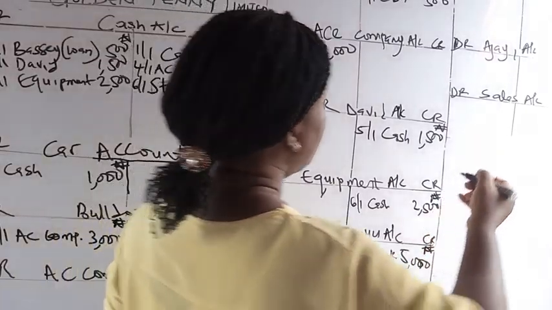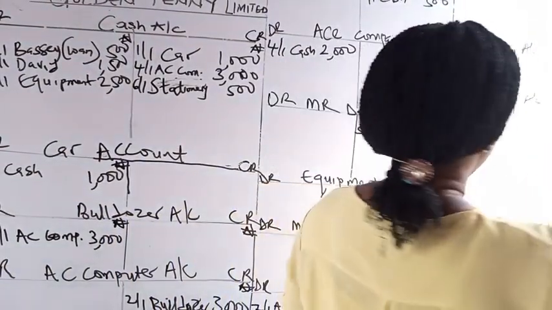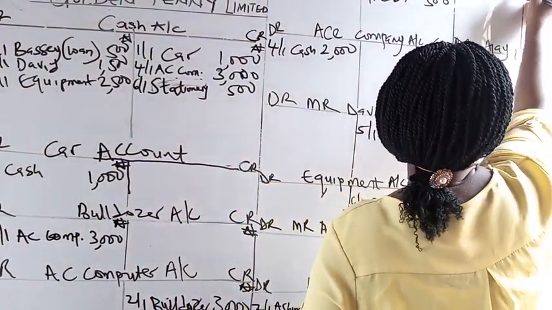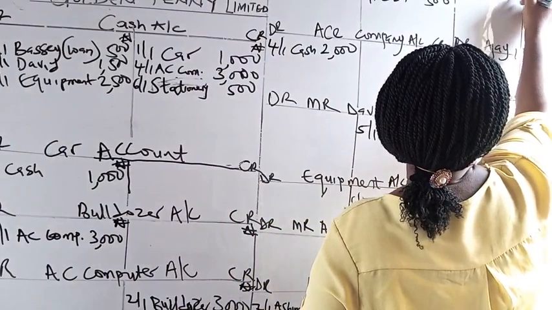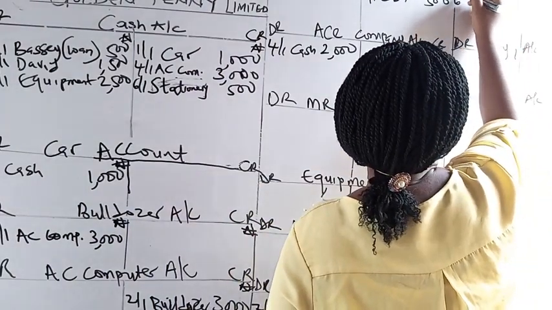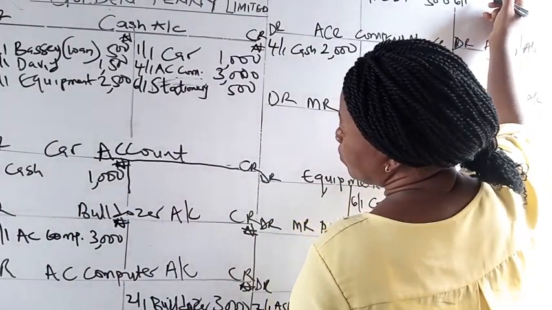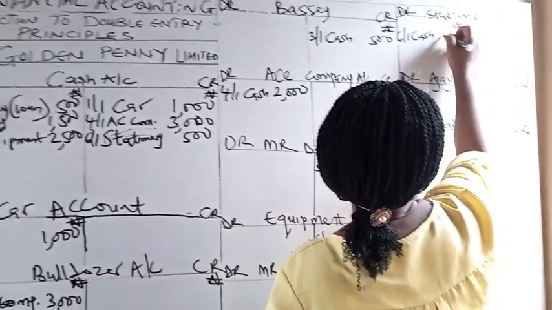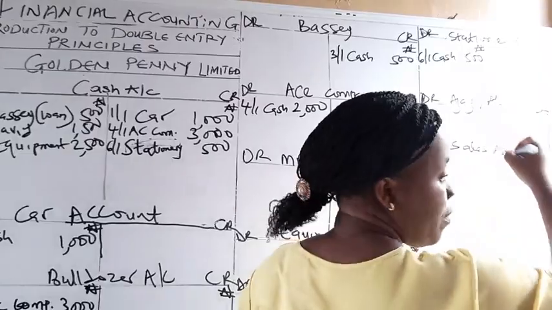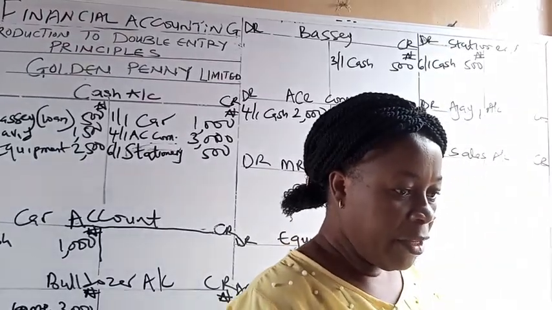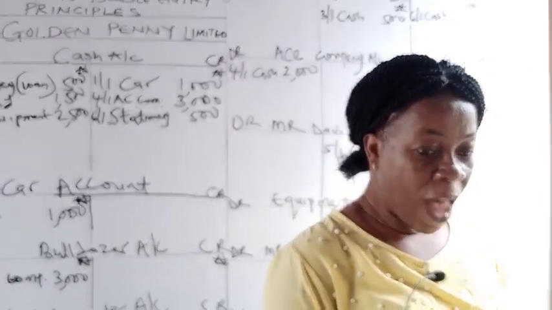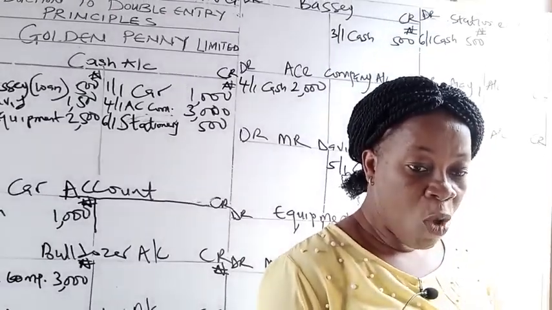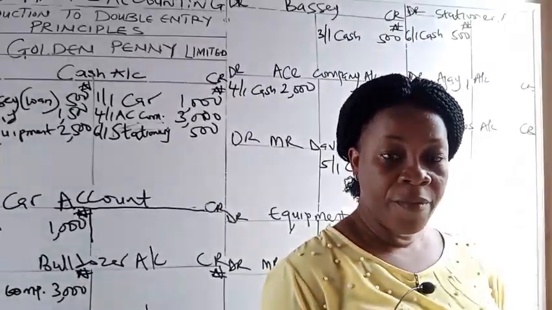$500. Then we go to stationery account on the debit side. 6-1, cash, $500. Then the sale goes to Ajayi, totaling 2,000 naira.